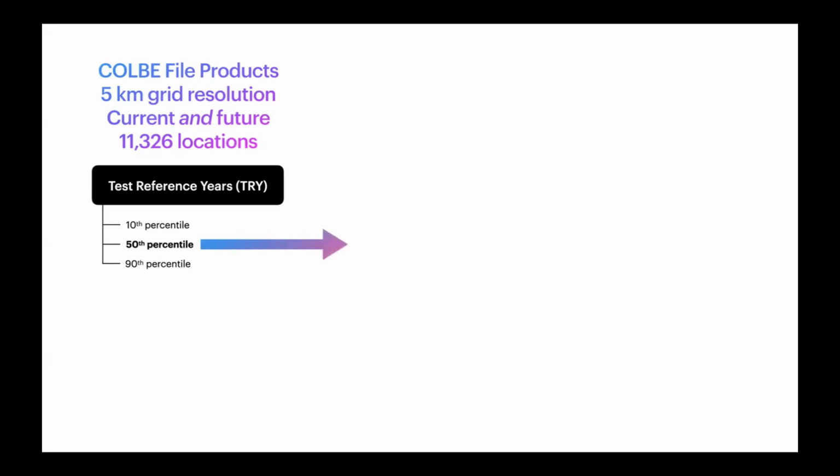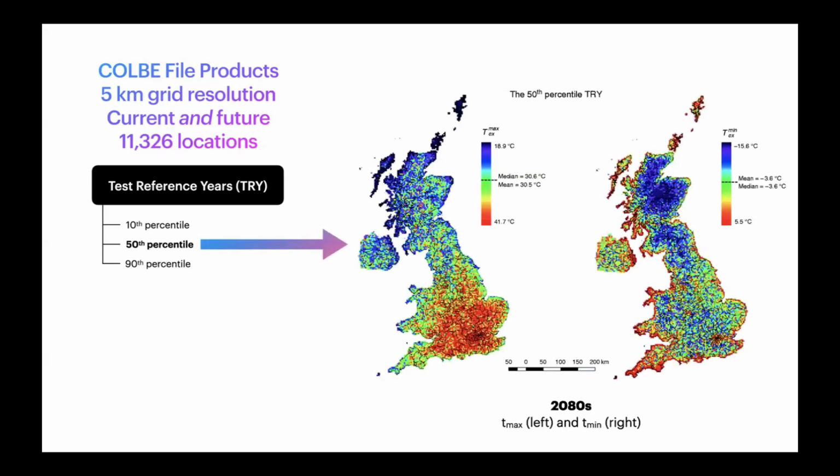So here's a picture of what that looks like for the UK. This is a map for the 2080s for all of the UK. On the left-hand side is Tmax in that year. And on the right-hand side is Tmin in that year.